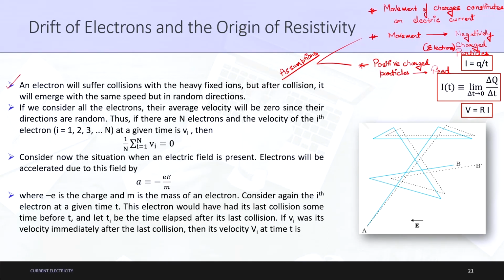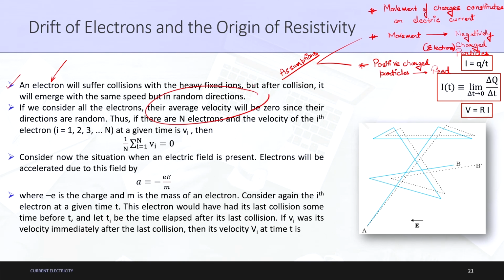So just iterating everything again. Movement of charge constitutes an electric current, and the assumption is that the movement of charges will be only due to the negatively charged particles, and the fixed ions will be positively charged particles. Hence, as an electron is a negatively charged particle, it will suffer collisions. Why will it suffer collision? Because these are bound to move from point A to point B with the heavy fixed ions. Whom will it collide with? They will collide with the heavy fixed ions. But after collision, it will emerge with the same speed but in random directions.